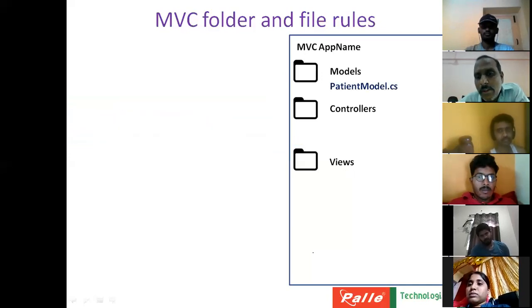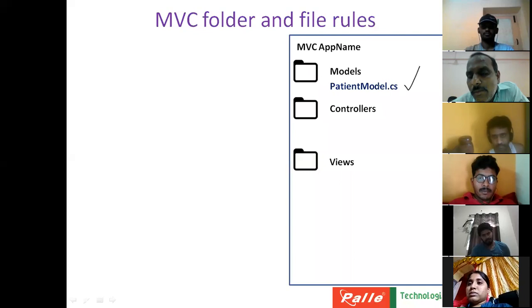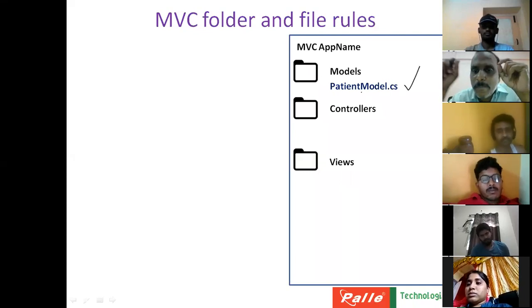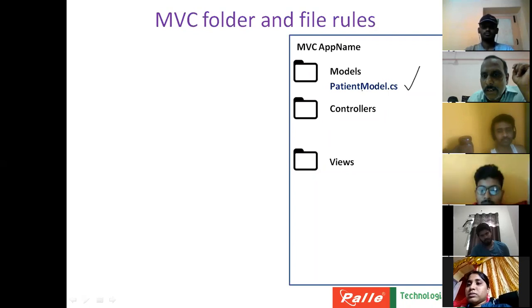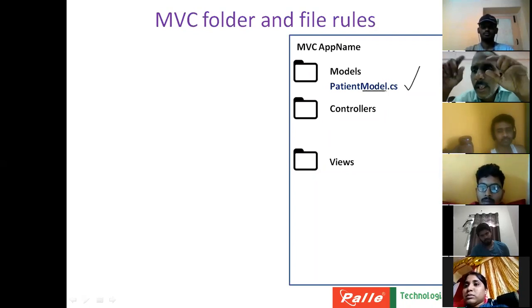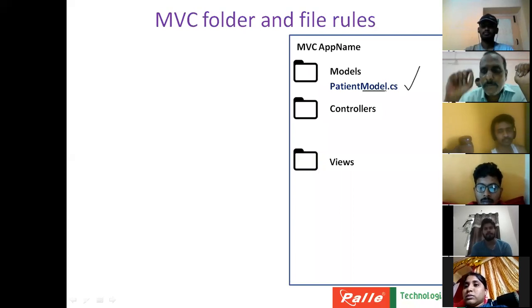I already told you that normally model classes will be stored in the Models folder. And remember, when you name the model file, in case you are going to deal with patient data, I recommend you give the file name as PatientModel. Give that suffix as Model. When you are dealing with patient data, you create a file with the name PatientModel.cs.